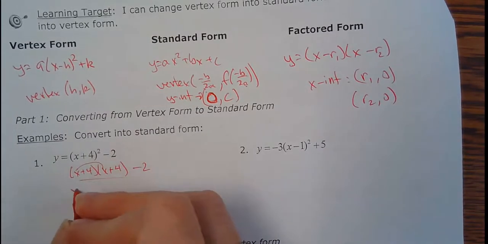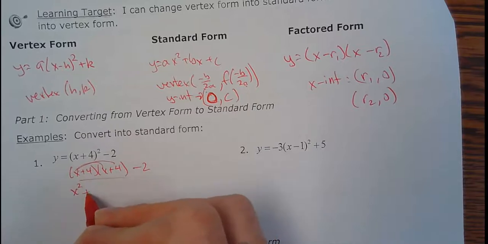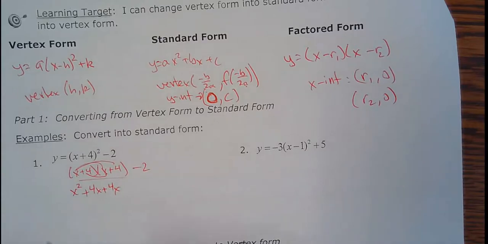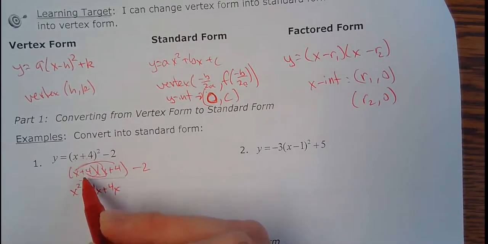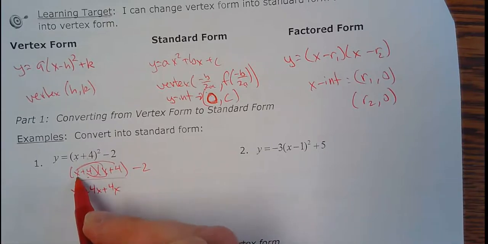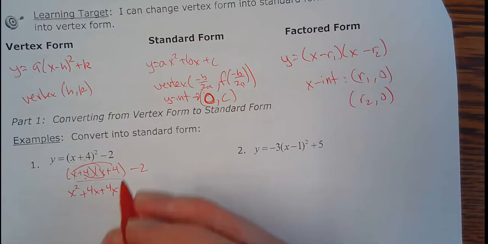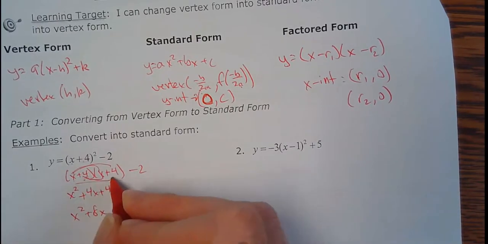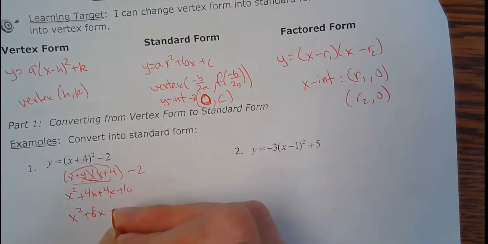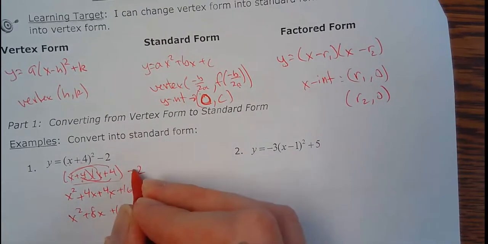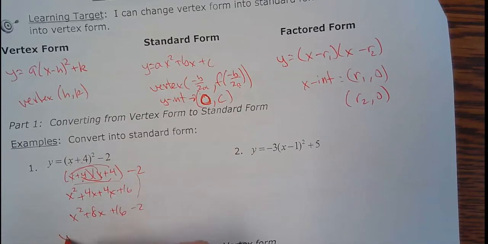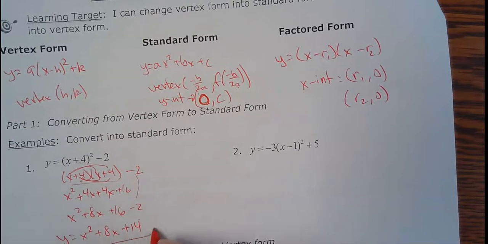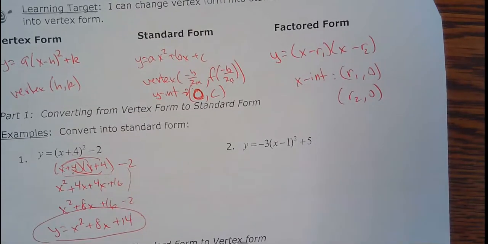So first, you got x squared. Outer is a 4x. Inner would be a 4x. So notice anytime we're squaring something, this number gets used twice, the 4, because it goes there and there. So it's going to get multiplied by x twice. So 4x and 4x. That would eventually be 8x. And then the last term is going to be the last, so 4 times 4 is 16. Okay, you got that minus 2, we got to drop that down, so y equals x squared plus 8x plus 14 would be the standard form for that.